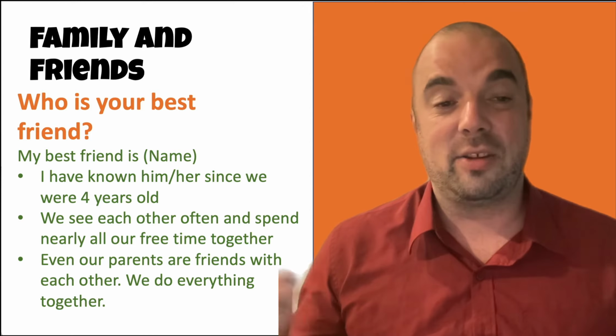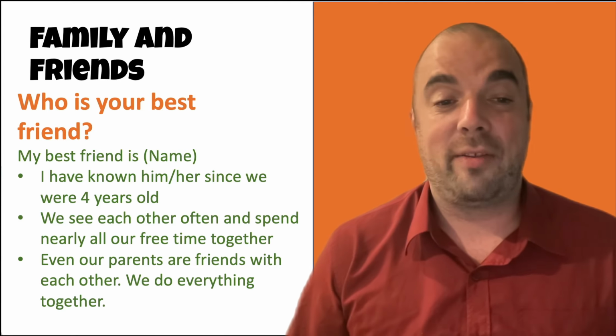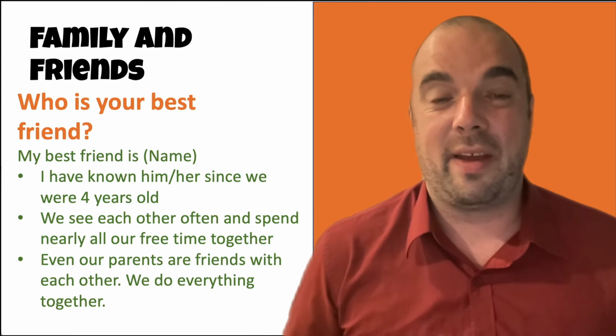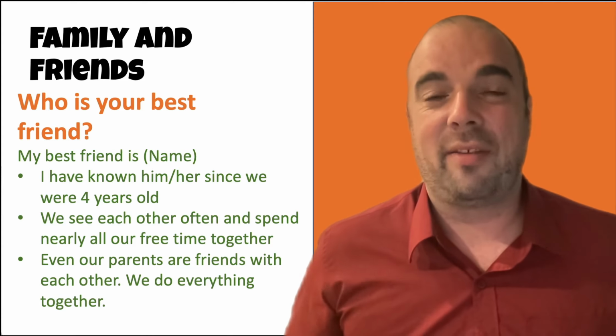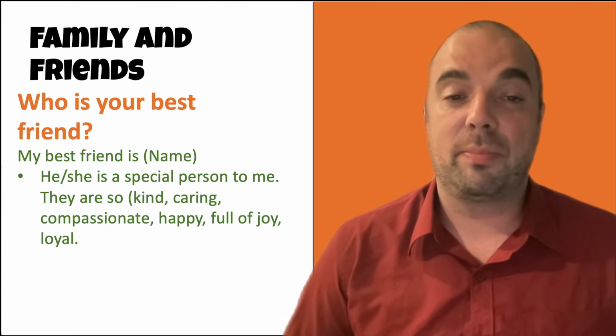My best friend is Jeff. Even our parents are friends with each other. We do everything together. These are all getting up to a band 7 in your speaking task Part 1. Another way you can do this is say, my best friend is Rita. He or she is a special person to me.